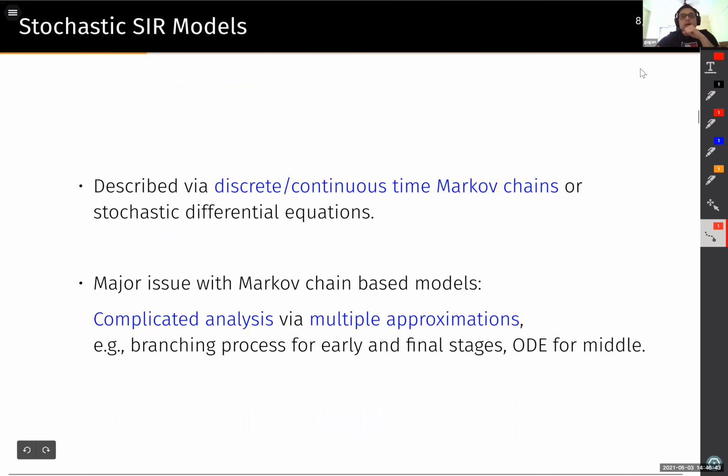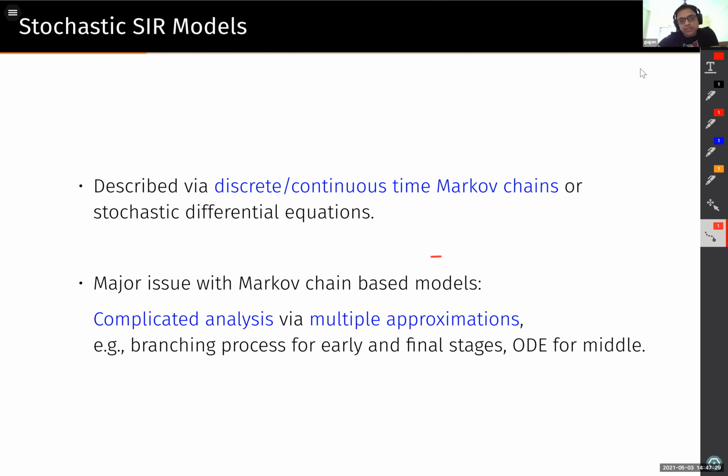All right. So the alternative to these deterministic SIR models are stochastic SIR models. Typically in literature, they are described by using either discrete or continuous time Markov chains or stochastic differential equations. These stochastic differential equations are complicated, and it is difficult to figure out what the solutions are. In this work, we will focus on SIR models that are described by discrete or continuous time Markov chains. I will give the description of these models later, but let me just tell you the issue that we found with the current approaches to analyzing these Markov chain models.